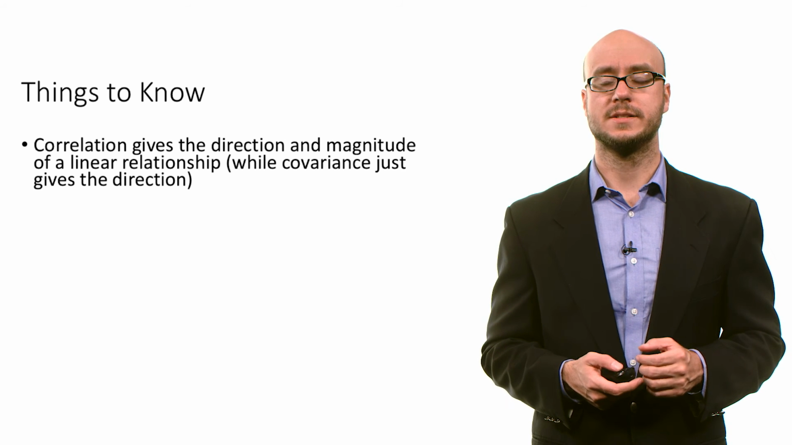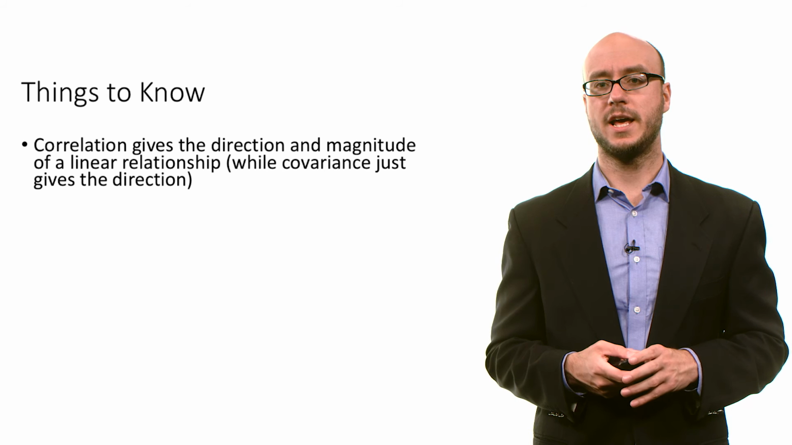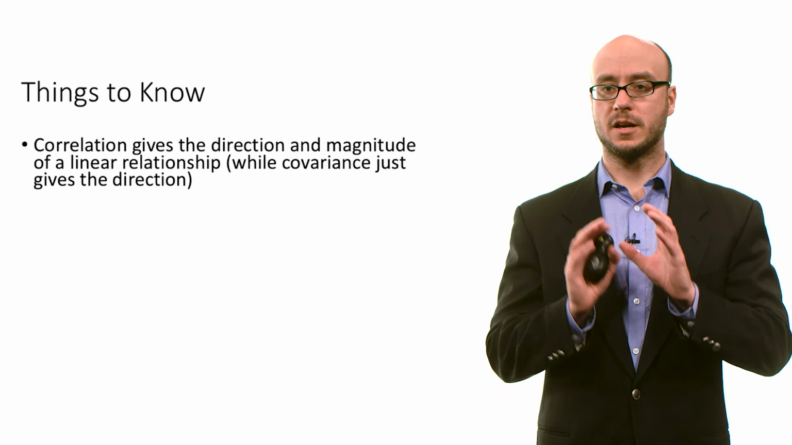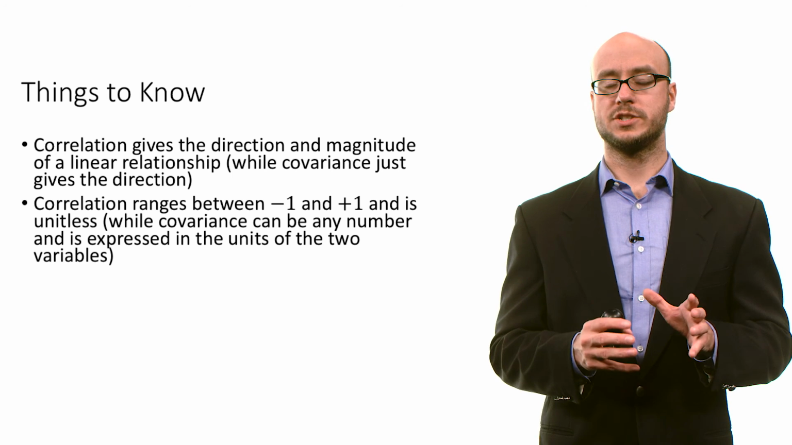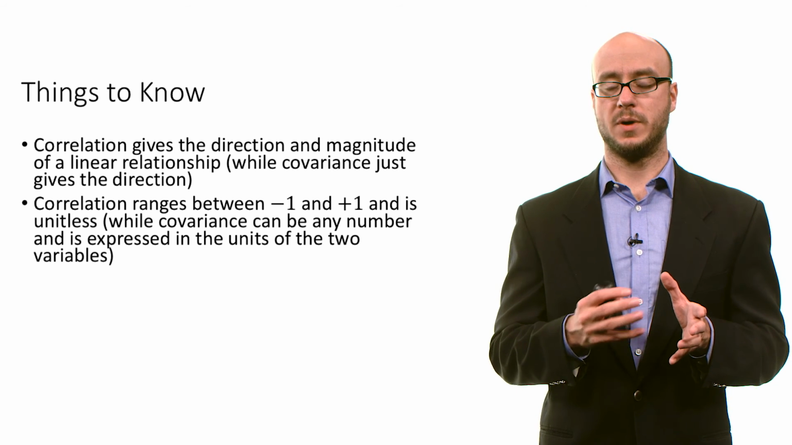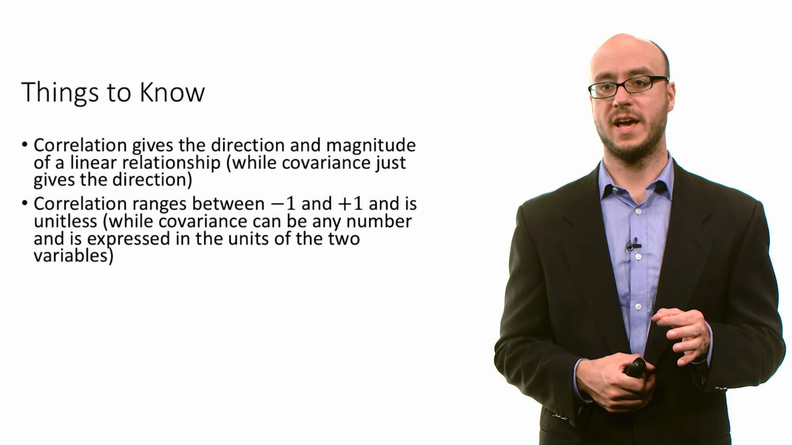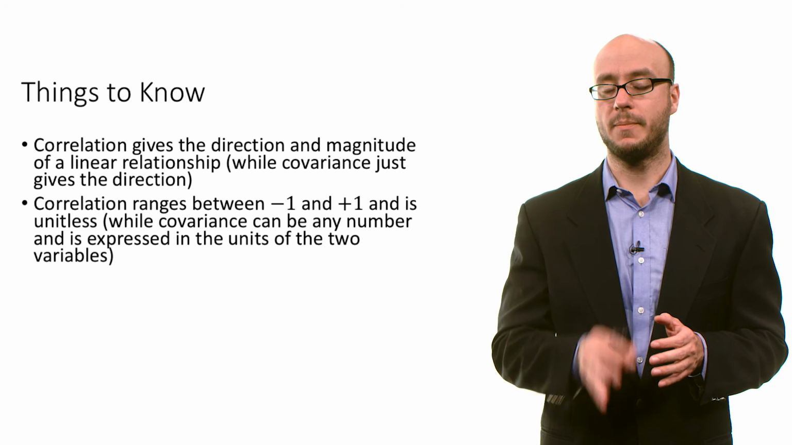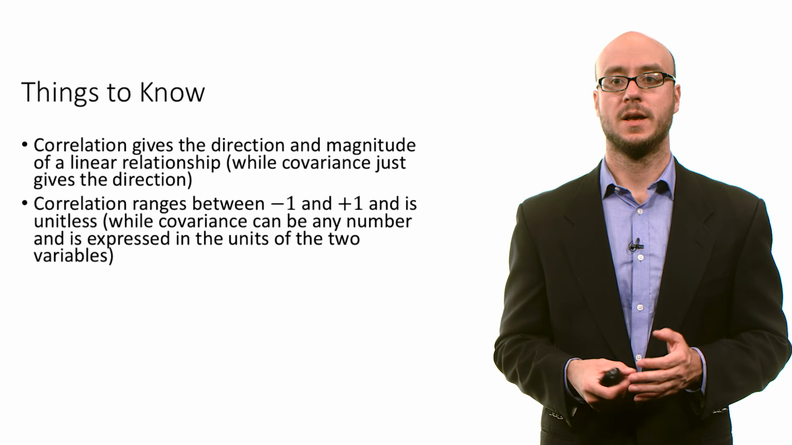So, things to know for this part of this week's lecture. Correlation gives us the direction and strength or magnitude of a linear pattern in a set of data. In contrast, covariance just gives the direction. Correlation ranges between -1 and +1. That's because when we divide covariance by the standard deviation of x times the standard deviation of y, the units of covariance drop out. And then we have correlation, it's unitless.